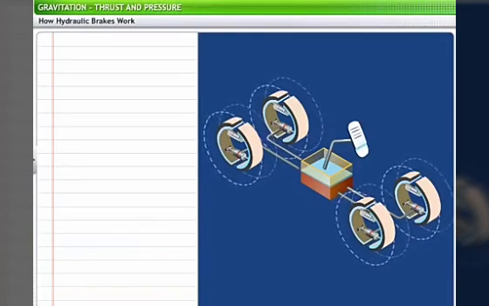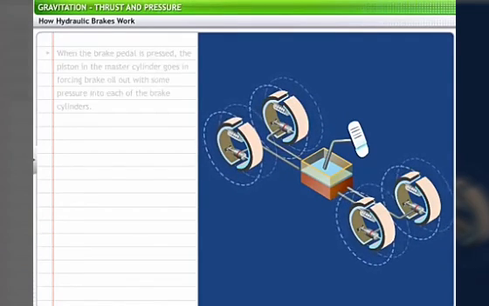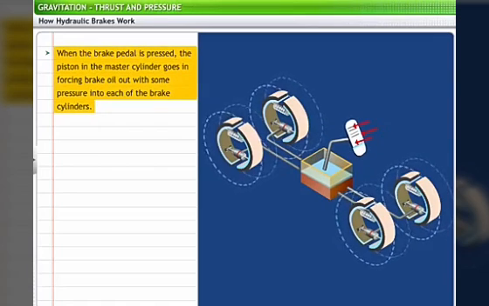Now let's see how this arrangement of hydraulic brakes works to enable a driver to stop a car when driving. When the brake pedal is pressed, the piston in the master cylinder goes in, forcing brake oil out with some pressure into each of the brake cylinders.